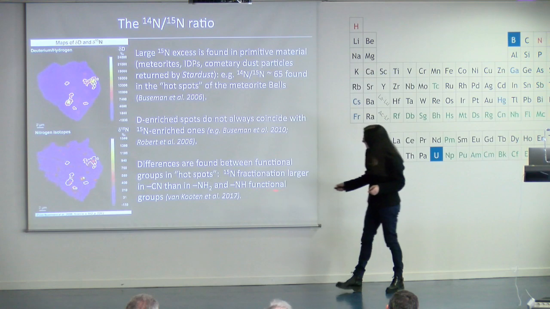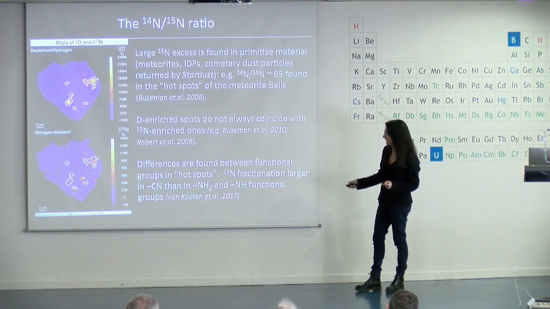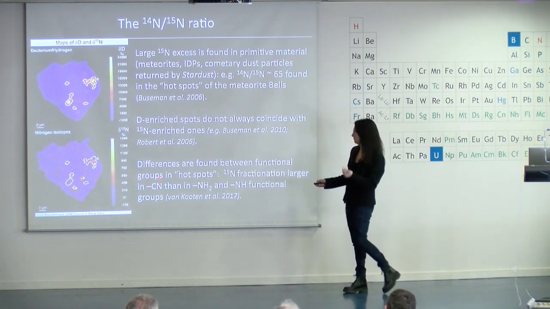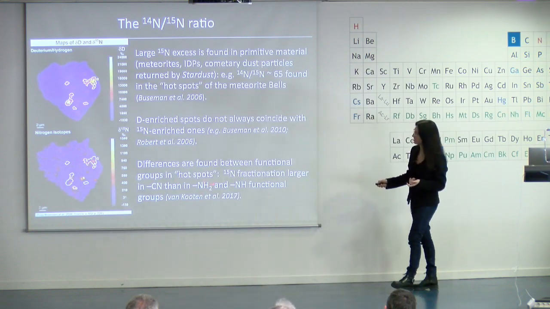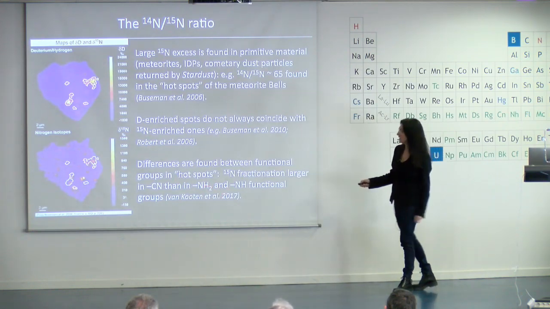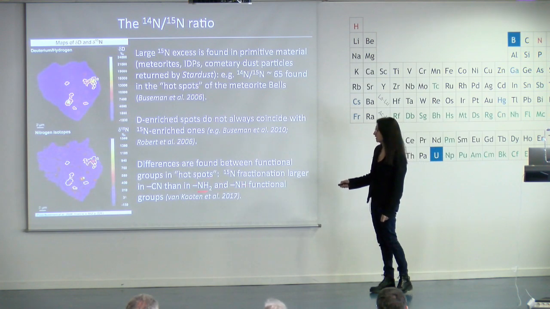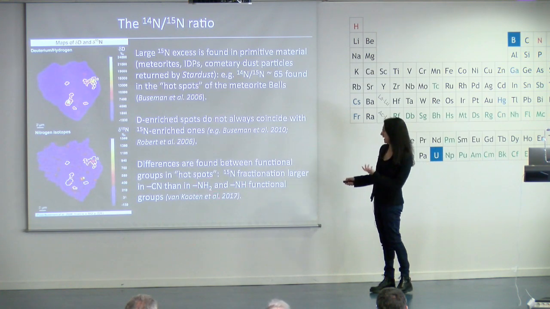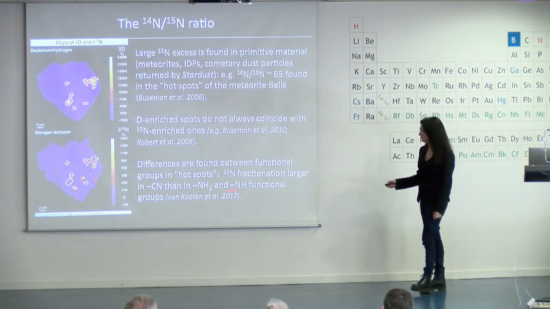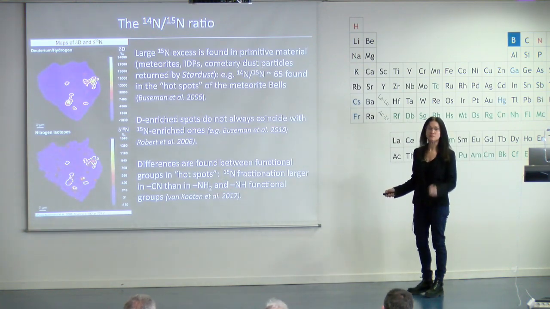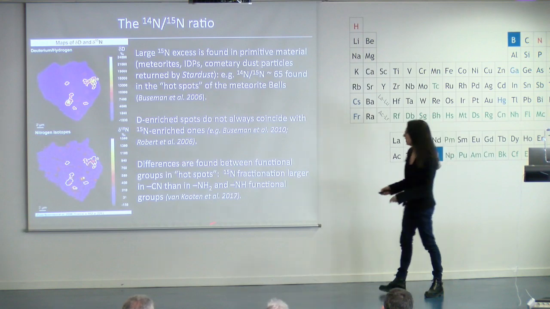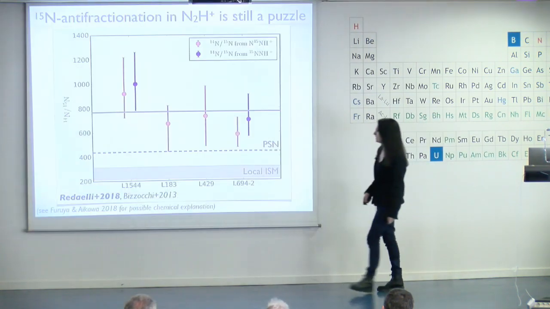And look at this. This is the 15N fractionation. This is a relatively recent paper where they found that in this meteoritic material, 15N fractionation is larger in CN groups like HCN and molecules that contain CN, compared to, for example, these NH2 type molecules, functional groups. So ammonia, and again, we can put here also N2H+. And it's exactly what we see in space. So I thought that this was another nice link.